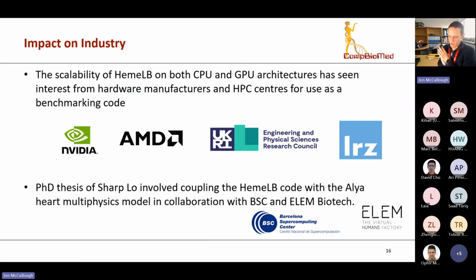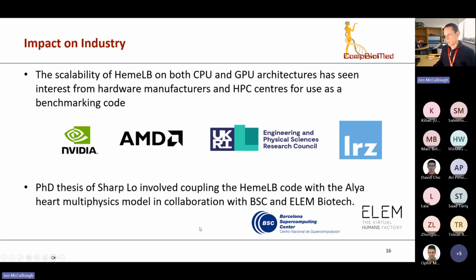Because of the strong scalability performance of HemeLB on both CPU and GPU architectures, there has been interest from hardware manufacturers and HPC centers for HemeLB to be used as a benchmarking code, for when they want to know how their clusters, machines, and hardware run at very large scales. To run at very large scales, you need a code that can actually reach that performance level, which we can in many cases with HemeLB. And so there has been interest from NVIDIA, from AMD, and from UK sources as well as supercompute centers.